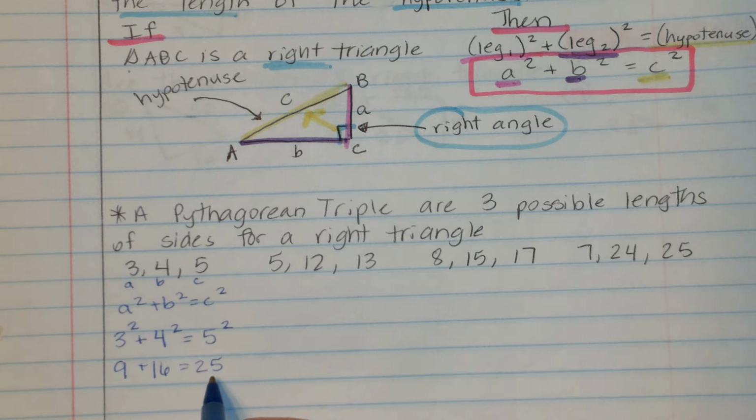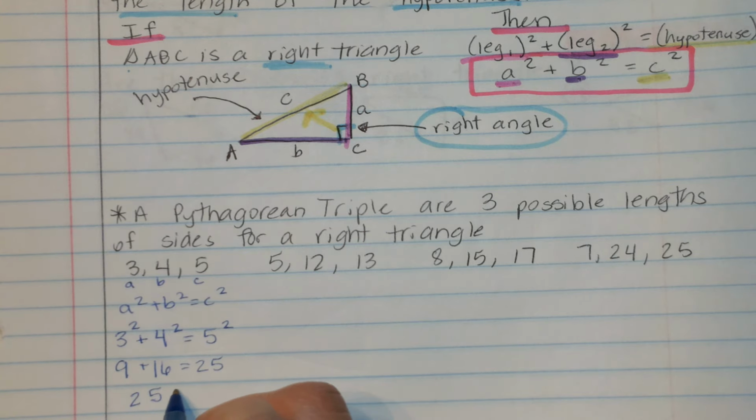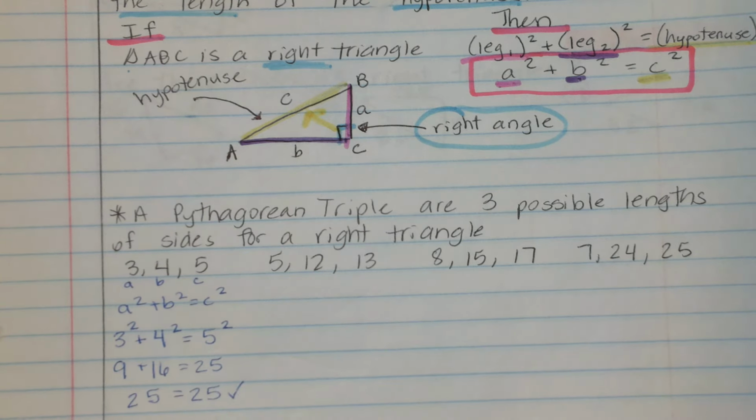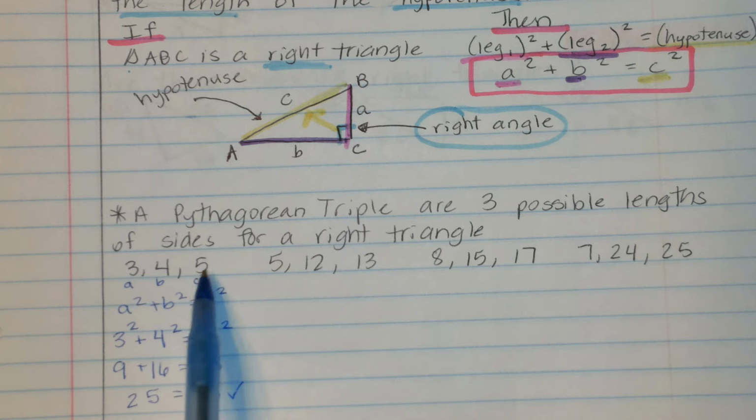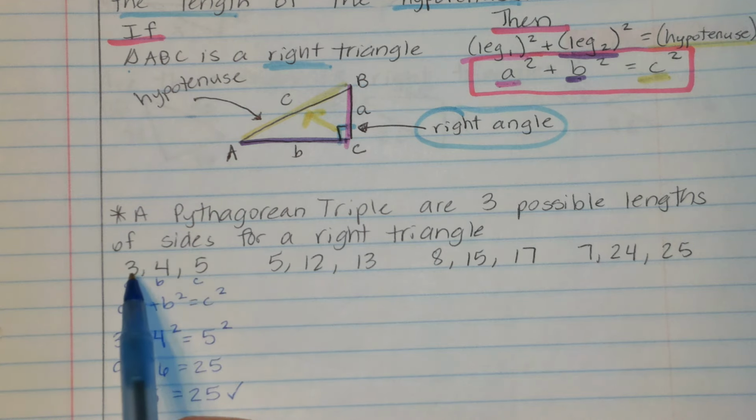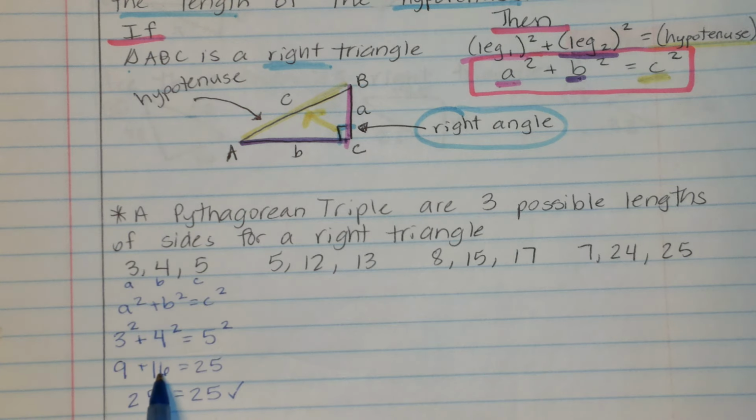Since I have all the values I'm not solving, I'm checking. I'm checking equality to make sure it is true. So 9 plus 16 is 25. 25 equals 25. So yeah, I'm verifying that it is a Pythagorean triple and that it does work. Notice that if I had changed any one of these numbers, just one of them, this would not be equal. If it was a 2 instead of a 3, it would be 2 squared, and then it would be 4, and that would be 20, and 20 would not equal 25. So it has to be like this special group of 3 numbers.